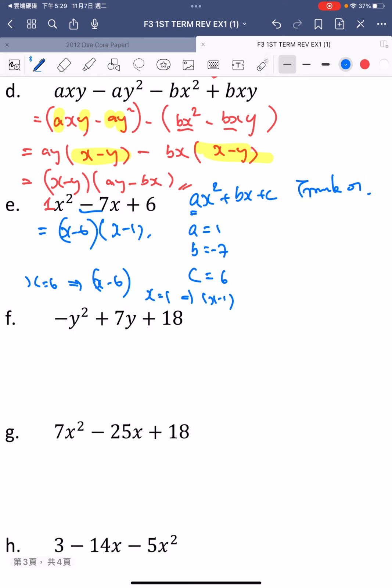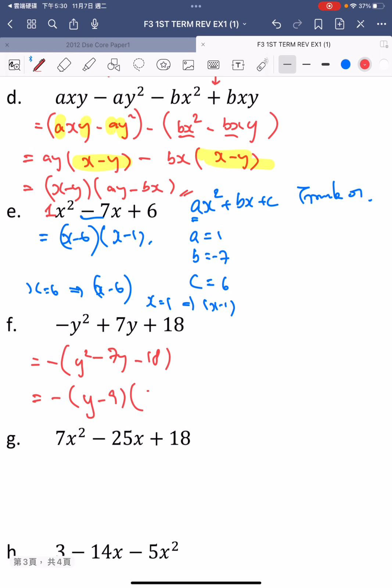This is very similar, but if you just put the things inside directly, it's going to be wrong. If we have a negative, we first of all take out the negative. If you don't take out the negative and just use the calculator directly, you will get the wrong answer. So take out a negative, which means that we change all of the signs inside the bracket. So we have y squared minus 7y minus 18. Then we can use our formula 0, 1, 1, negative 7, negative 18. So we can say this is equal to negative of y minus 9 times y plus 2. Okay, so that's for question F.